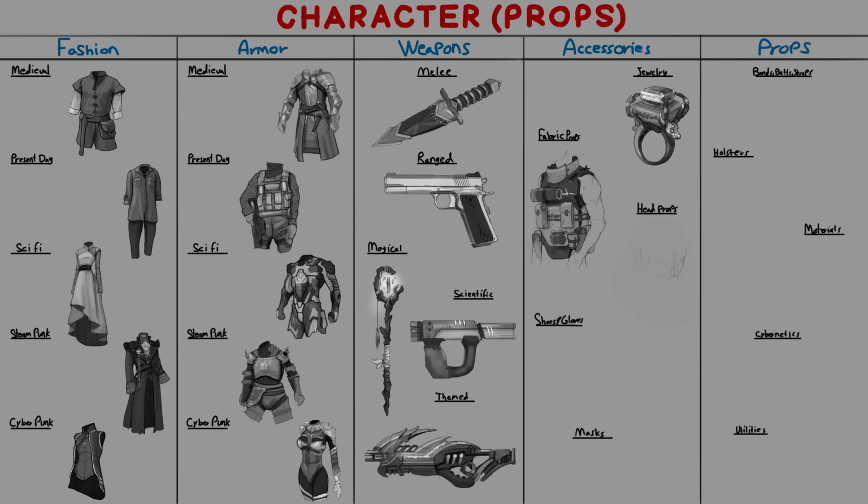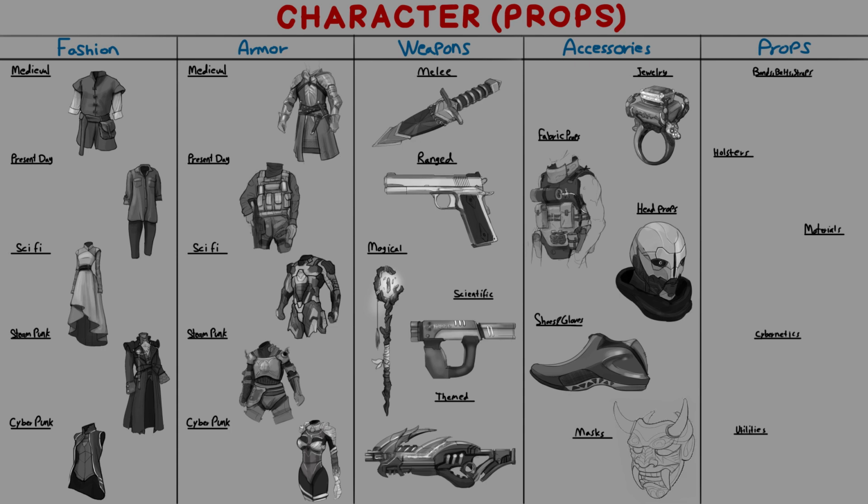Head props. These are for the head part, not the face part. Things like helmets, hats, caps, bandanas, beanies, and everything that covers the head part. Shoes and gloves. These are very self-explanatory, anything you wear on your hands and feet. Finally, masks. Unlike the head props, these are things that cover your face, like masks, eye patches, breathing masks, and so on.